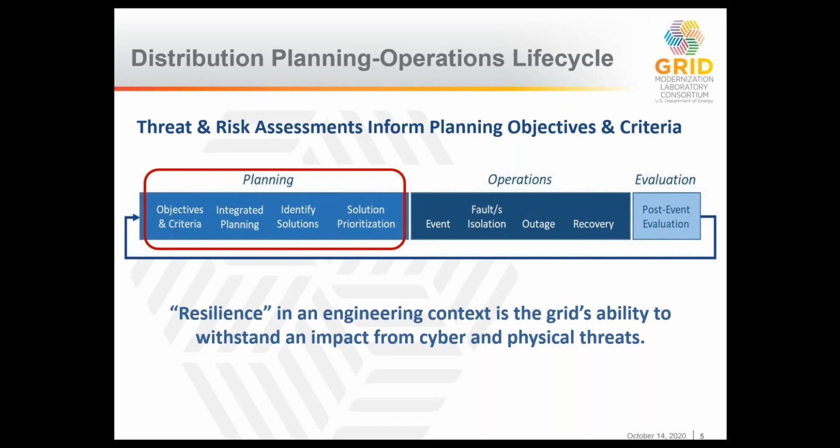One of the things that is important to understand is there's a lot of definitions and discussion in the industry around the definition of resilience versus reliability. For the purpose of this discussion today, we're going to talk about resilience in an engineering context, that is an architectural context, which is the grid's ability to withstand an impact of cyber and physical threats. So the ability to not fail, to not have an outage is what we're referring to in terms of resilience.